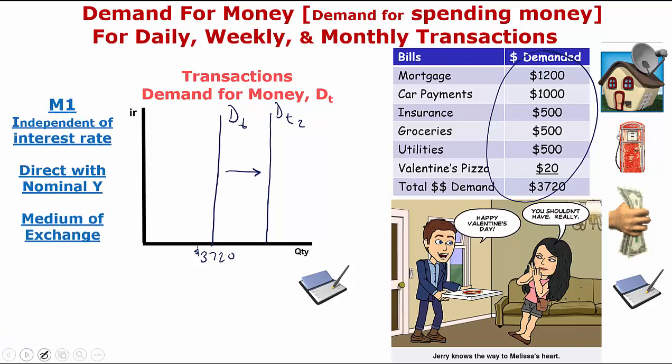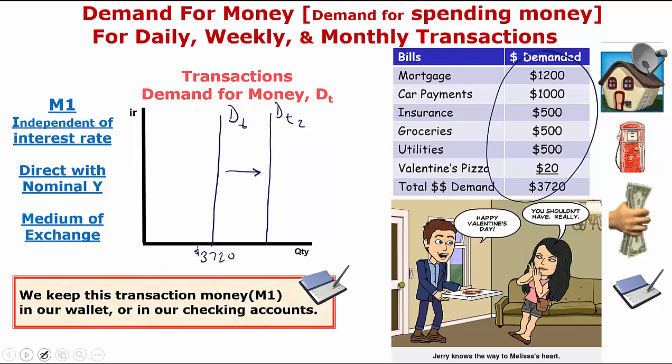This is the transaction demand, which is basically our M1 money. Remember the way the Fed measures the money supply, they have M1, which is basically the money we keep in our wallets and in our checking accounts. It is independent of the interest rate. It makes no difference what interest rates are. I still need $3,720 to pay my bills, and so that is my demand for money for transaction purposes.